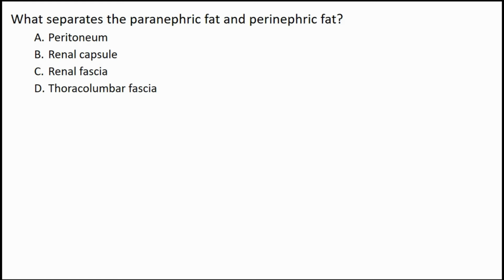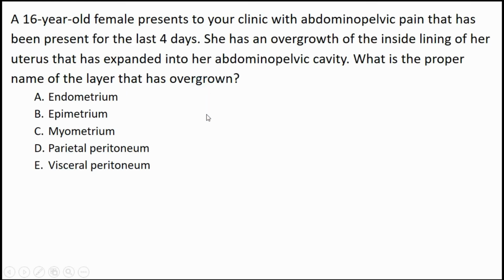Pause. Let me know when you're ready. Alright, the paranephric and perinephric fat, sometimes also called the pararenal and perirenal fat, are separated by the renal fascia, C. The renal capsule is on the outside of the kidney itself. The renal fascia is what surrounds the kidney and the underlying perinephric fat, and then the paranephric fat is external even to that. Question 14.